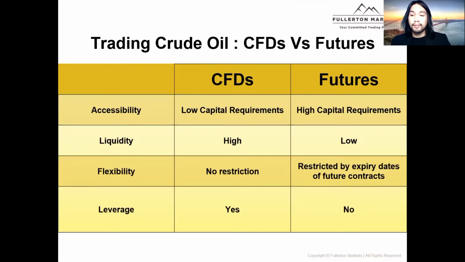With futures, basically, you buy a contract, let's say today, and then it will expire in a month, 2 months, 6 months, a year. And whether or not you profit, it will close out after the period ends. So they are restricted by expiry dates. That's why they're called futures contracts.